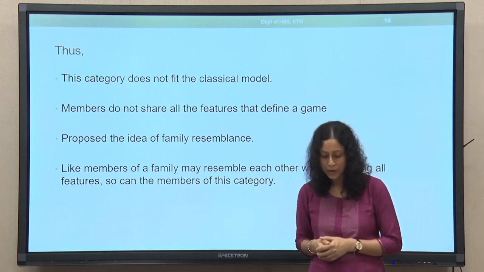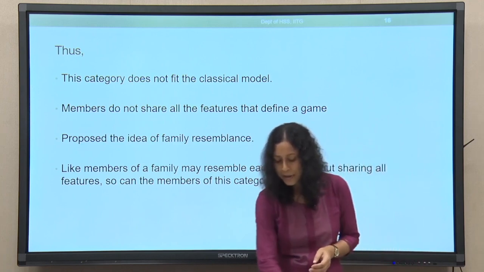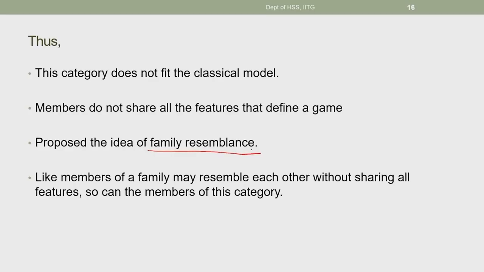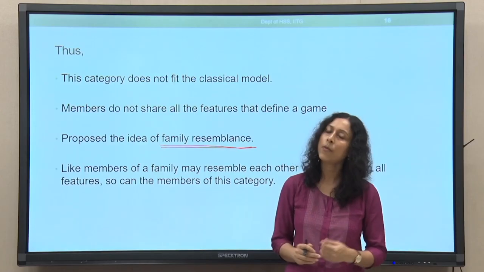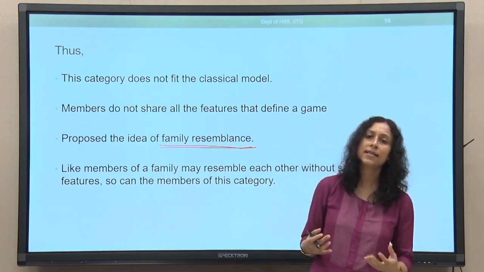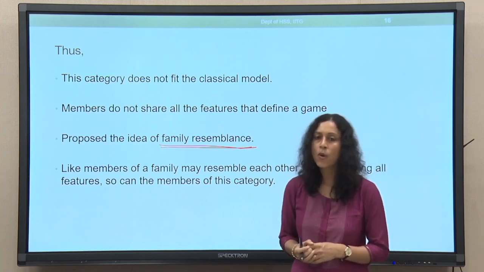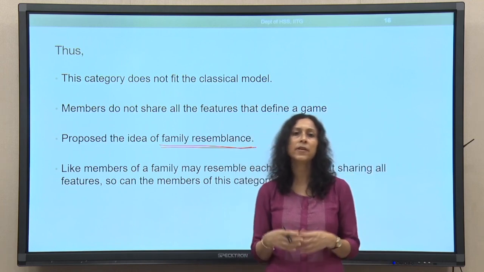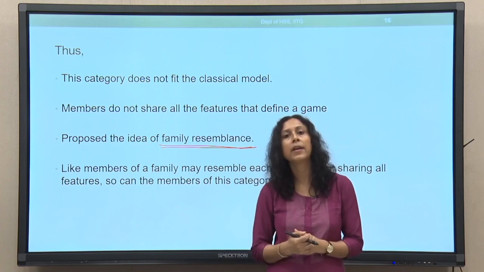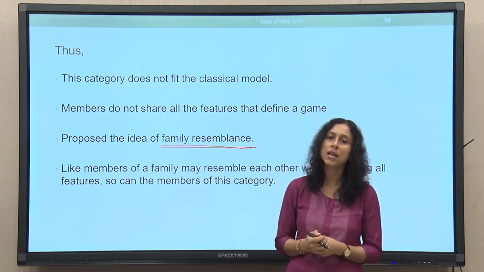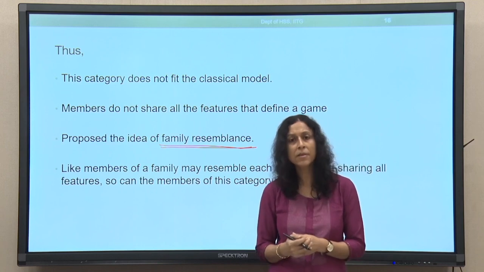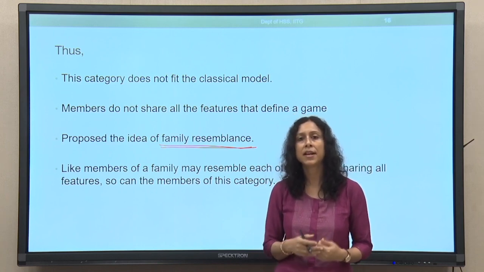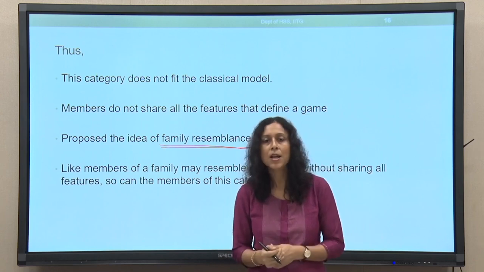To take care of this problem, Wittgenstein proposed the idea of family resemblance. This is a very important standpoint that is a departure from the classical model. So, he says that family resemblance is more important than having a set of necessary and sufficient features, because what binds people together in a family is some sort of a resemblance. They might have similar hair, similar facial features, similar height or whatever. But that does not mean that all the members share all the features, because then they would be identical people. So, that does not work.